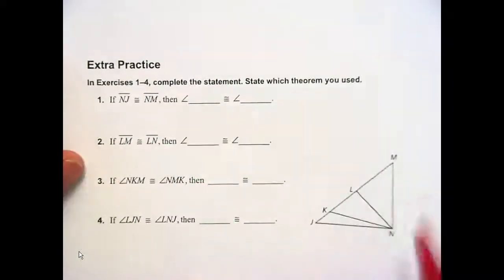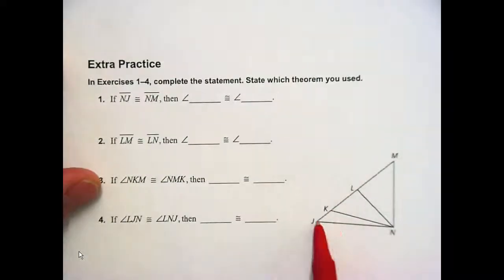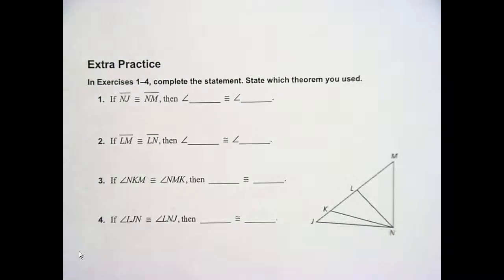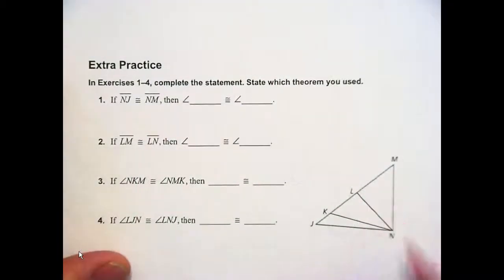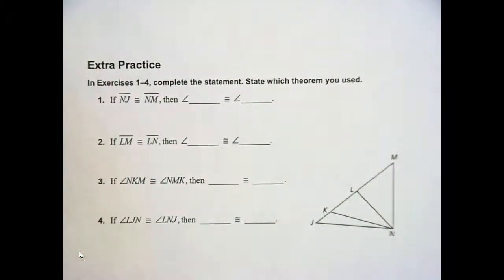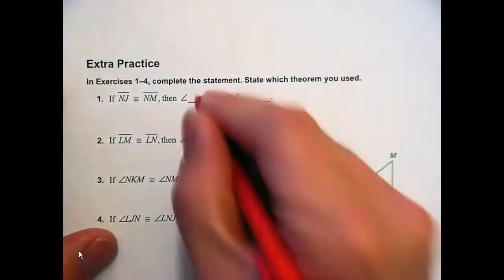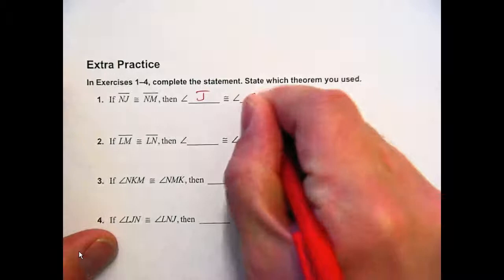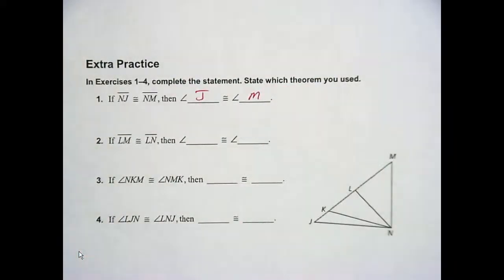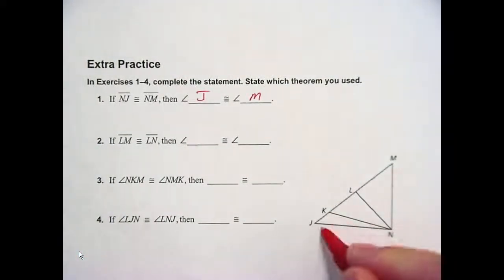NJ is congruent to NM. So we've got here to here. Then what do we know? Yeah, Sam? Good. Angle J is congruent to angle M.